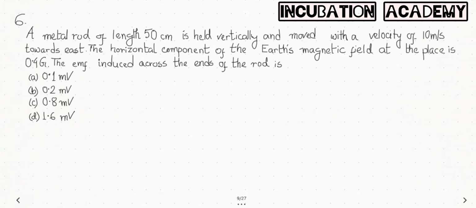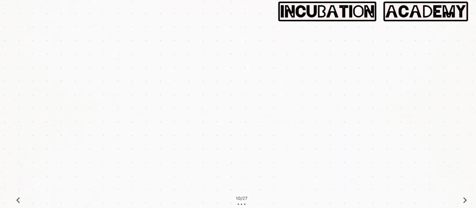So here a little bit of basics we will discuss, and after that we will solve this problem. If there is a uniform magnetic field that is perpendicular to the page, we will show it this way, by a dot within a circle. And now this region becomes a region of uniform magnetic field.